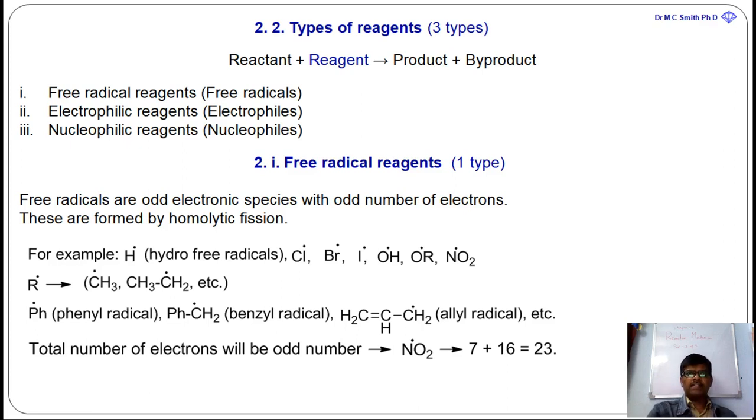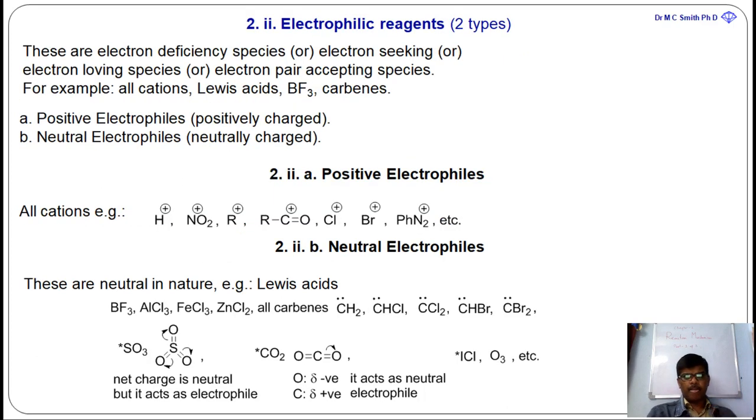So free radicals, it is very easy. Wherever you see a dot like this, simply you can say it's a free radical, and this free radical is formed by homolytic fission of a bond. So it is clear, there is no other type. Free radical means only one type of free radical, right?